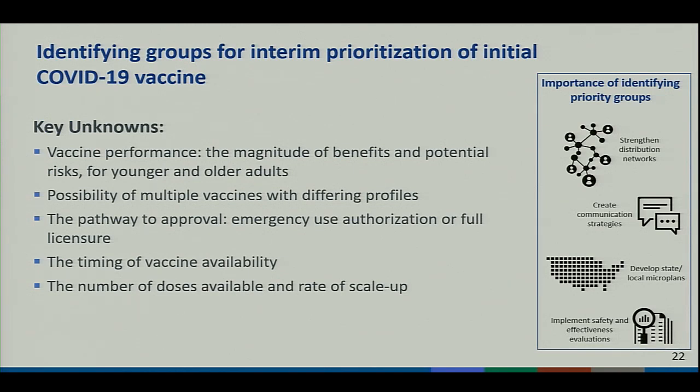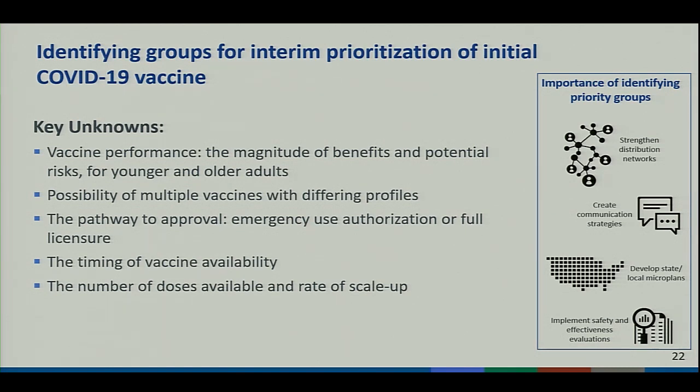Clearly, as we consider groups for interim prioritization of initial vaccine supply, there are many unknowns. First, we don't yet know the vaccine performance, the magnitude of the benefits and potential risks, and importantly, if the vaccines are efficacious in older adults. We don't yet know if there will be multiple vaccines with differing profiles. We don't know yet the pathway to approval, whether that should be an emergency use authorization or full licensure. We don't yet know the timing of vaccine availability, nor do we know the number of doses available or the rate of scale up.